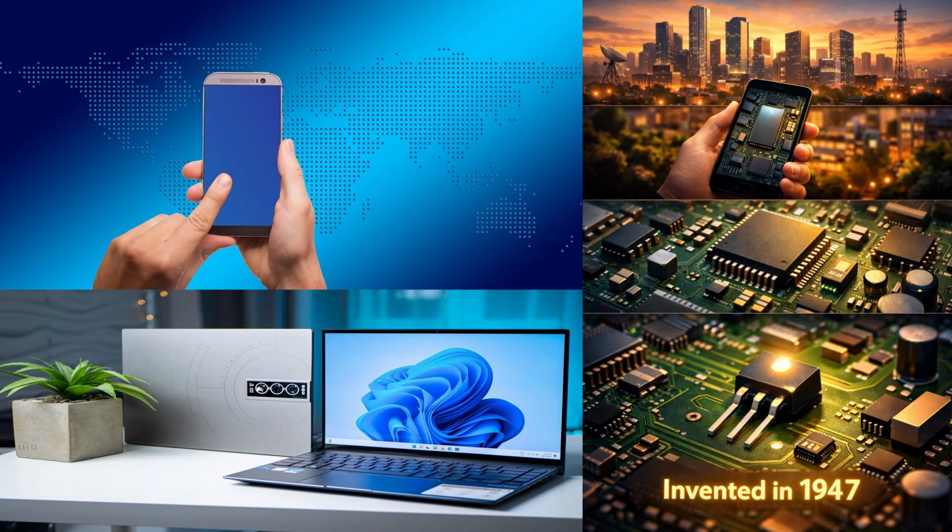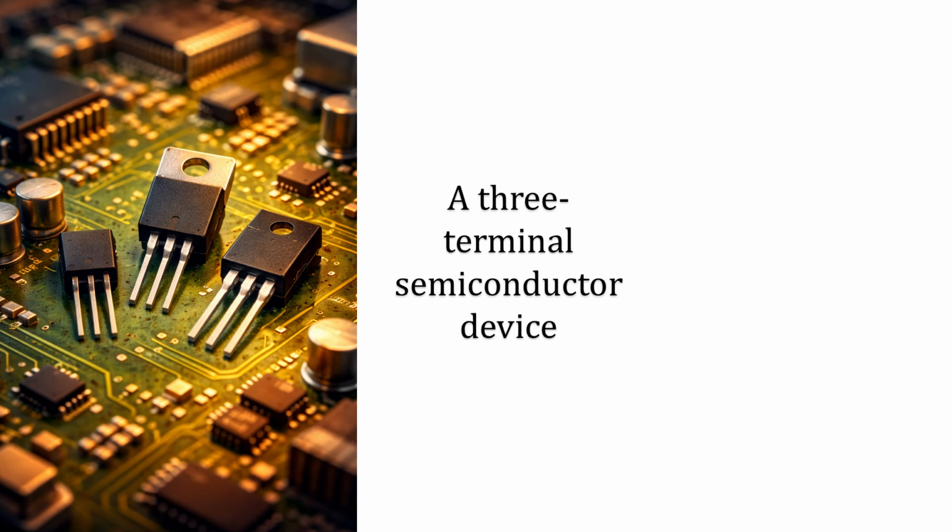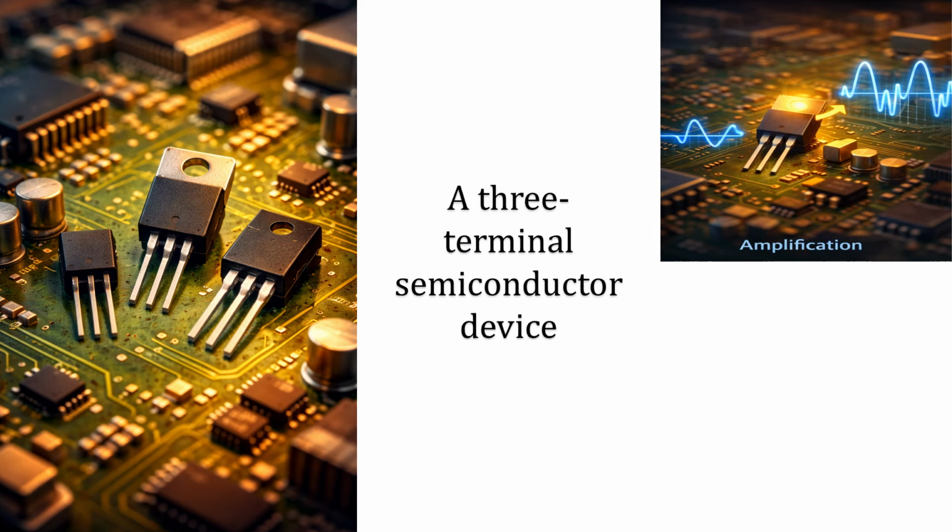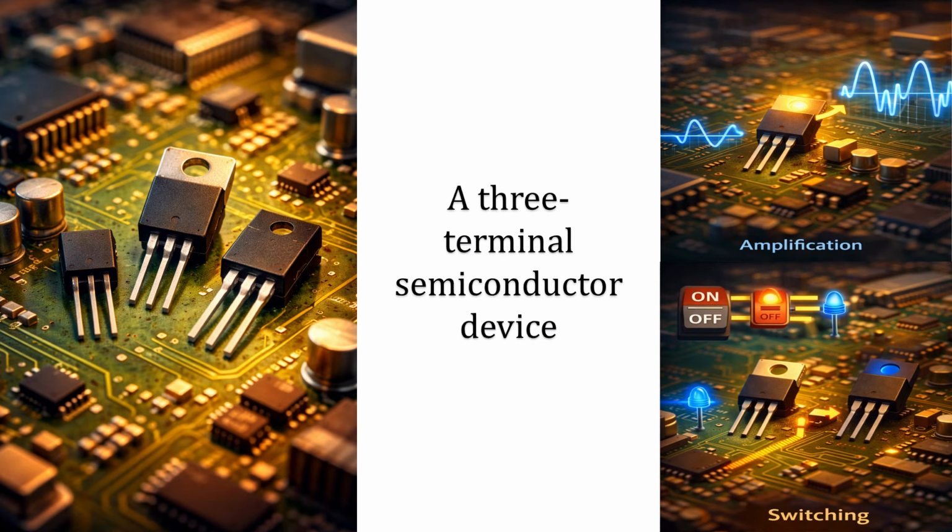Transistors were invented in 1947 by John Bardeen, Walter Brattain, and William Shockley at Bell Laboratories. This revolutionary device earned them the Nobel Prize in Physics in 1956. A transistor is a three-terminal semiconductor device used to amplify or switch electrical signals and power. It is the fundamental building block of modern electronics, controlling large currents with small input signals.